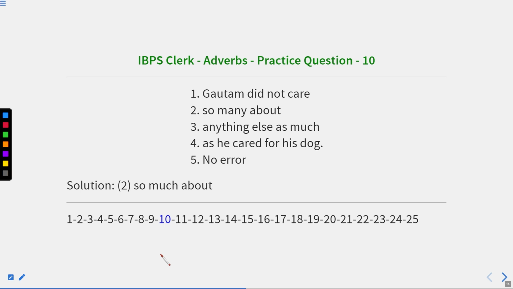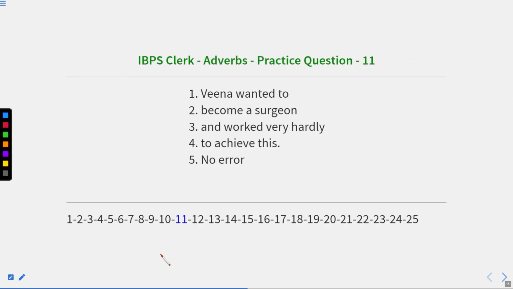Now let us move to the next one. This is question number 11 now. Veena wanted to become a surgeon and worked very hardly to achieve this. Now if we look at the sentence very carefully, in the third part we have a word hardly. Now what does this mean?